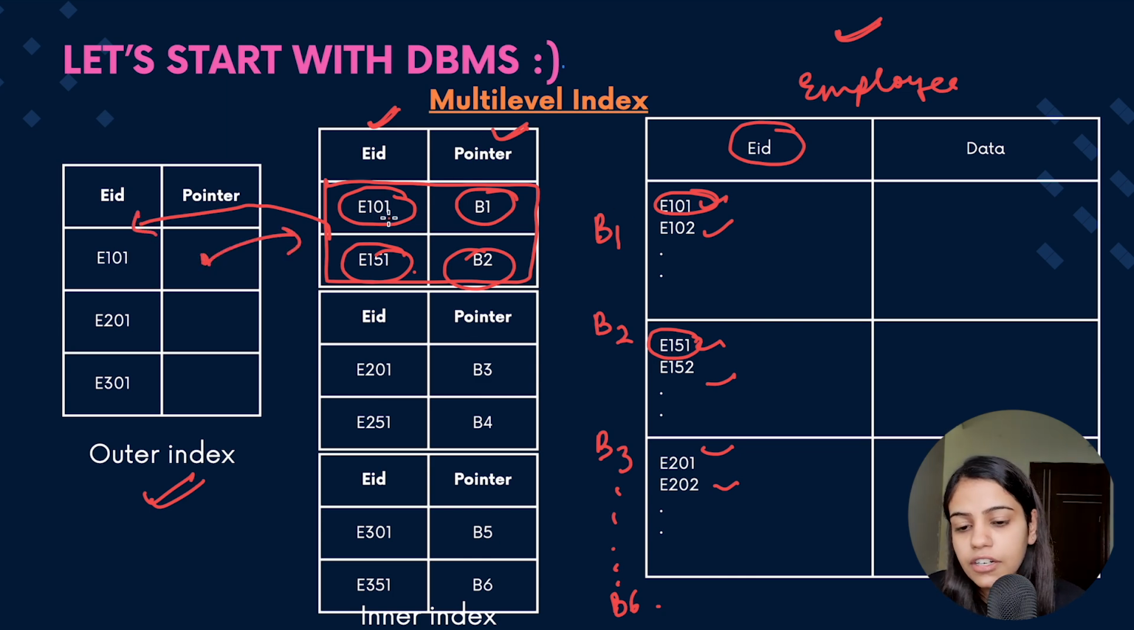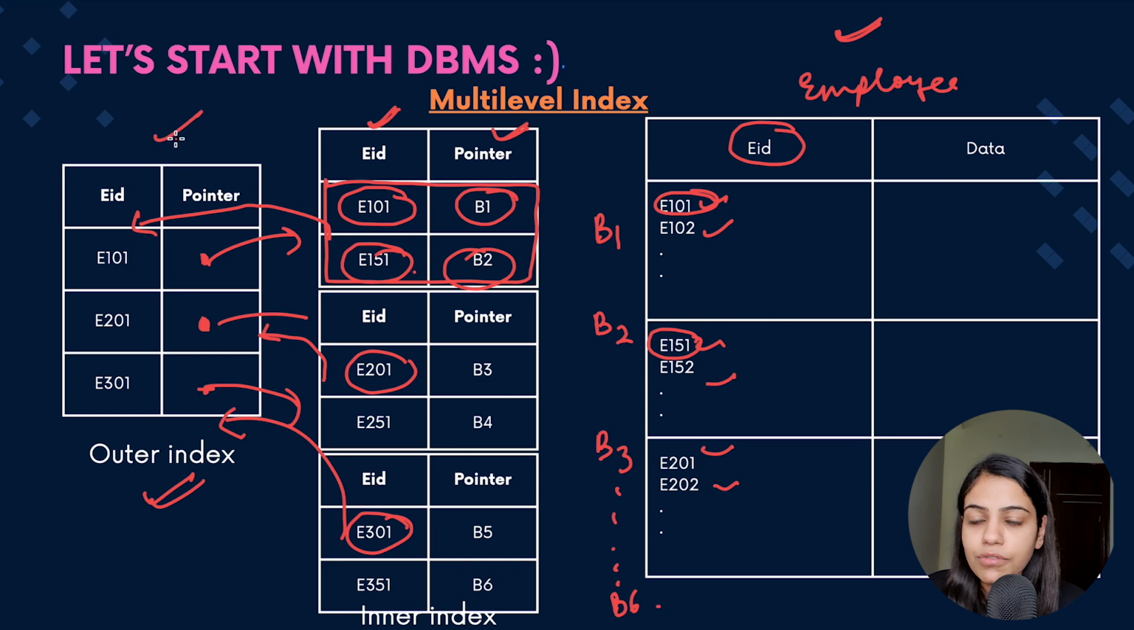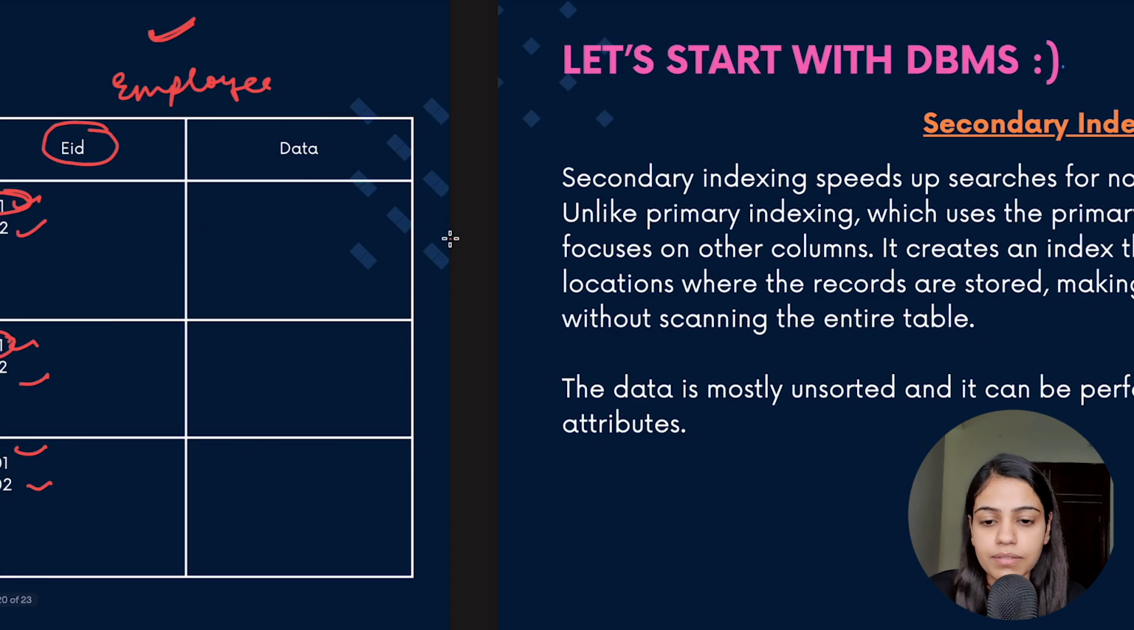So we have divided it into groups and we have provided the first element of each group, that is E101, then E201 and then E301. For all these groups we have provided an entry, along with a pointer to that entry. Here you can see that we have introduced a new level of indexing and we have indexed the index table itself because the data was so large. So this is how multi-level indexing works.